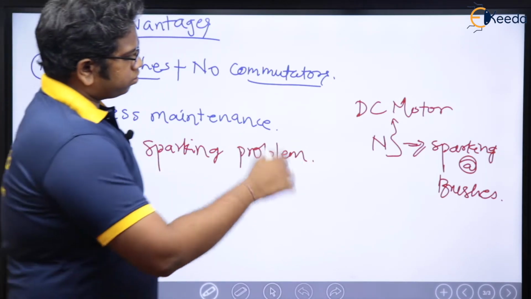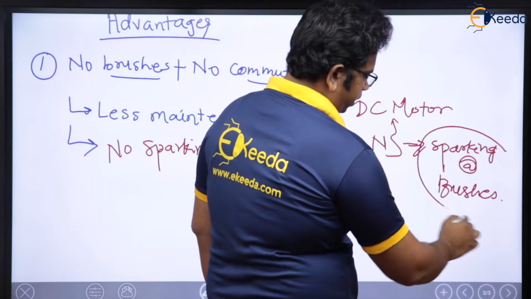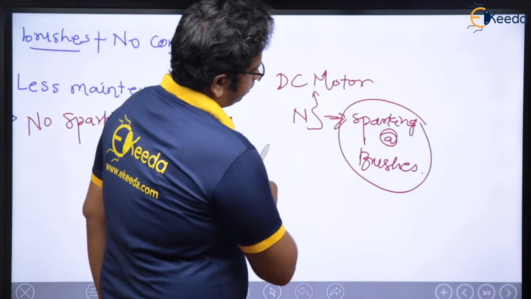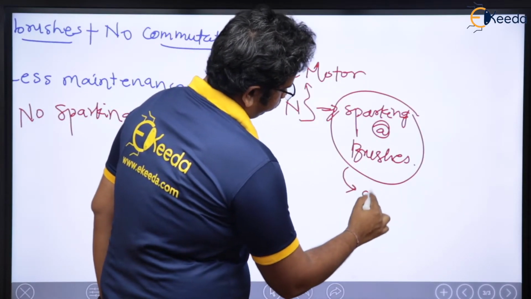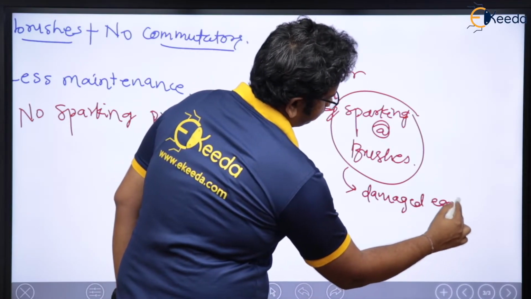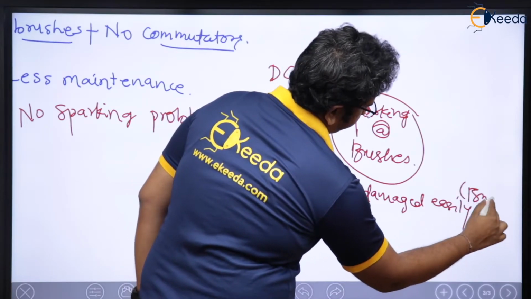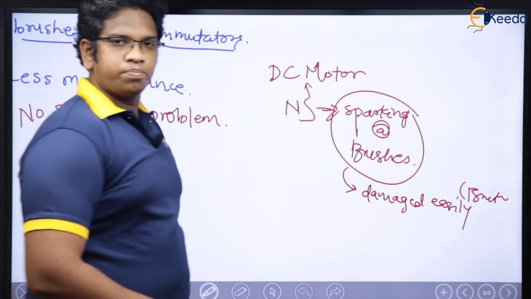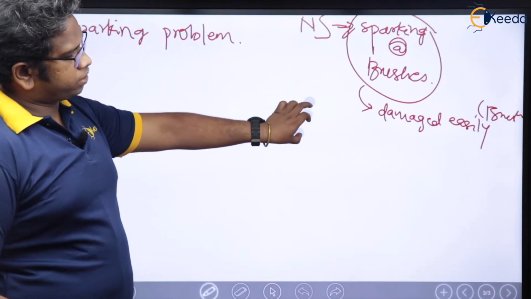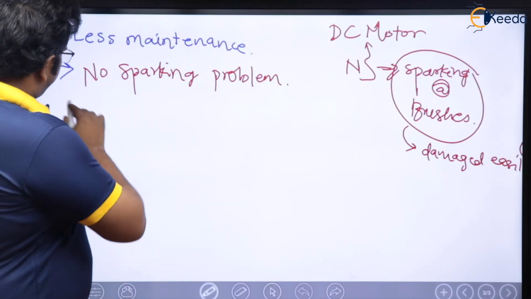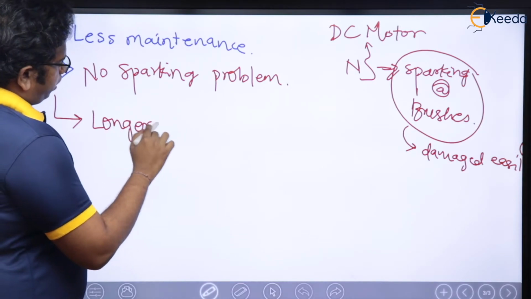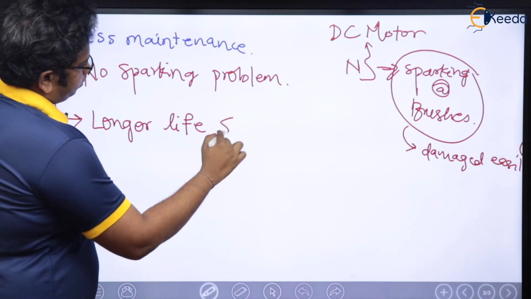Now, whenever sparking happens, its life reduces, or we can say it is going to get damaged easily. What is going to get damaged easily? Brushes get damaged easily, which means sparking and brushes are the reason these motors are going to have a longer lifespan. This is another advantage related to that.